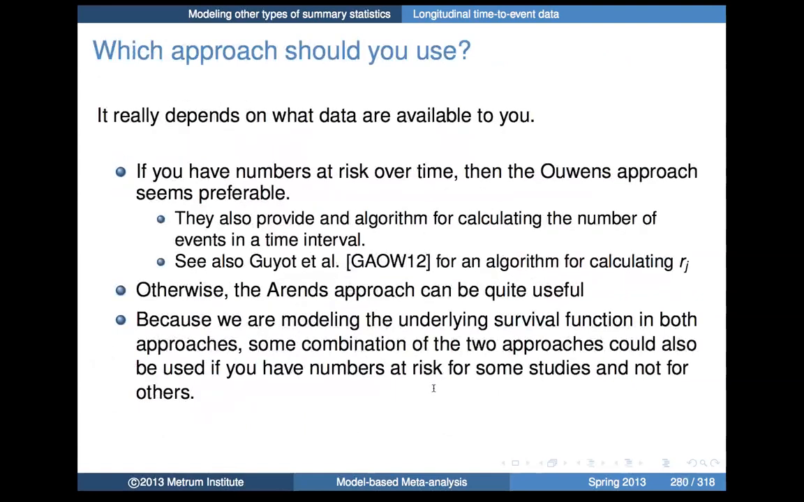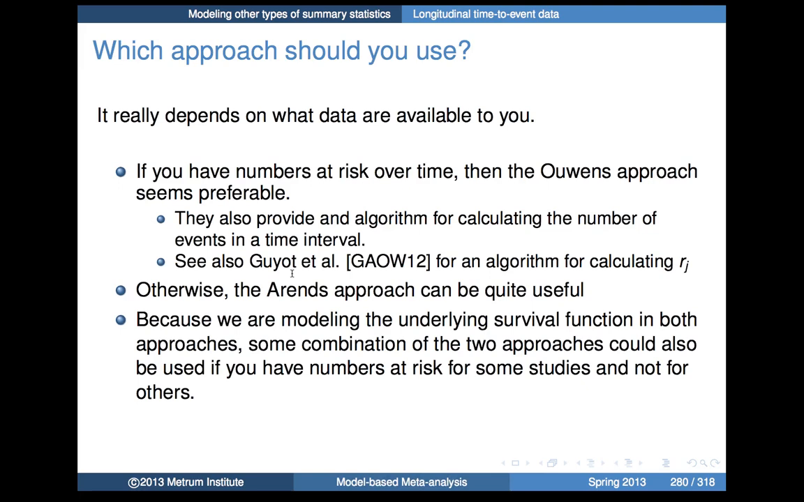So, my recommendation is, it kind of depends on what data are available to you. If you have those numbers at risk over time, then I would generally tend to use the Uvens approach. They do, as I mentioned, provide an algorithm for calculating the number of events in a time interval. That's a very straightforward function. And there's also a more recent paper I mentioned here by Guyot that gives us a secondary algorithm for calculating both RJ and NJ, the number of patients at risk.